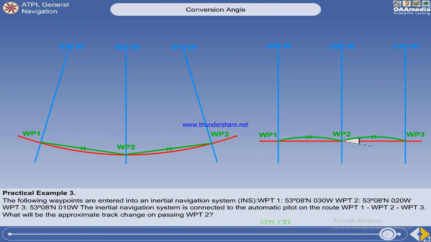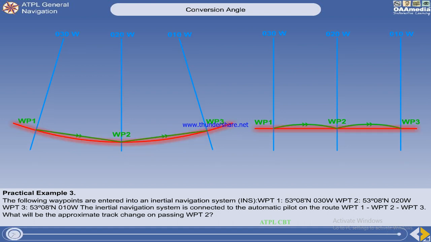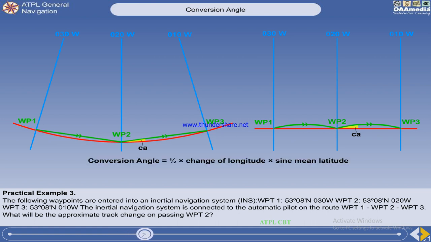We need to find out what it is. How are we going to do that? You should realize that the rumline track is 090 everywhere, but that the great circle track will be greater than 090 by the amount of conversion angle here, and less than 090 by the amount of conversion angle here. If we can calculate the amount of conversion angle as we enter and leave waypoint 2, adding them together will give us the amount of track change at the waypoint changeover. Fortunately, they are both the same angle.